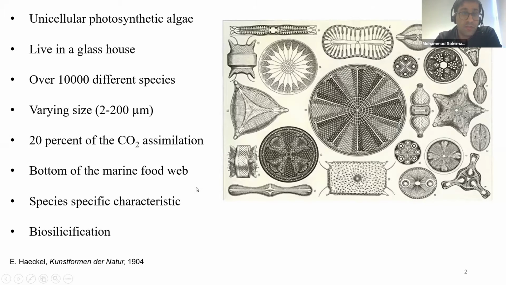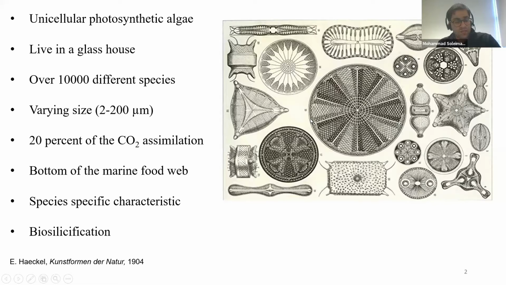Diatom is a unicellular photosynthetic algae which can live everywhere that we have water, from ocean to lake and river. Even some of them live in soil. We have more than 10,000 different diatom species, and every diatom has its own unique shape and structure.